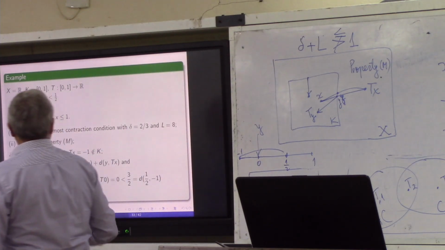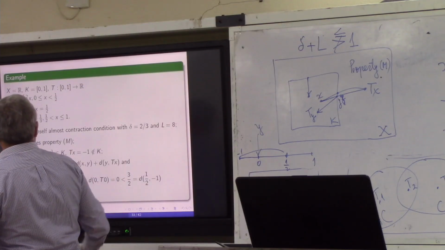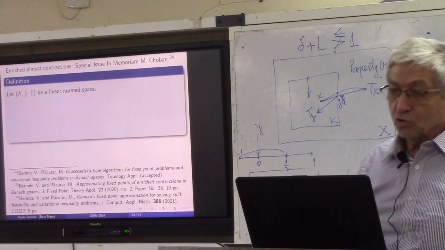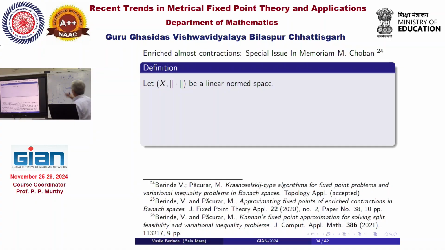So property M is satisfied, and for the Rothe boundary condition, which I forgot to put here, we can check that T of 0 is in our set K, and T of 1 is in our set K. So the Rothe boundary condition is also satisfied. So we are done. This is a true generalization of other special results.